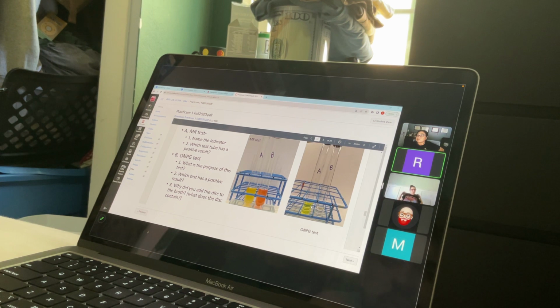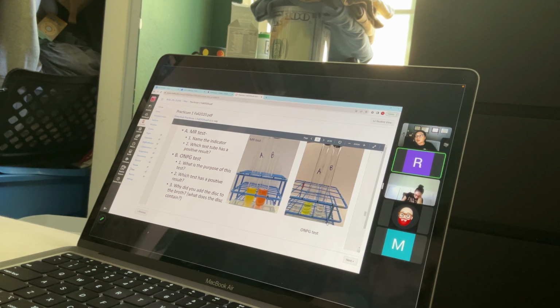I was confused because we were trying to look up the answer to see what the disc contains and why we use a disc. To clarify, the disc contains the indicator. What is the name of the indicator? O-nitrophenol. Okay, right. The broth contains ONPG.